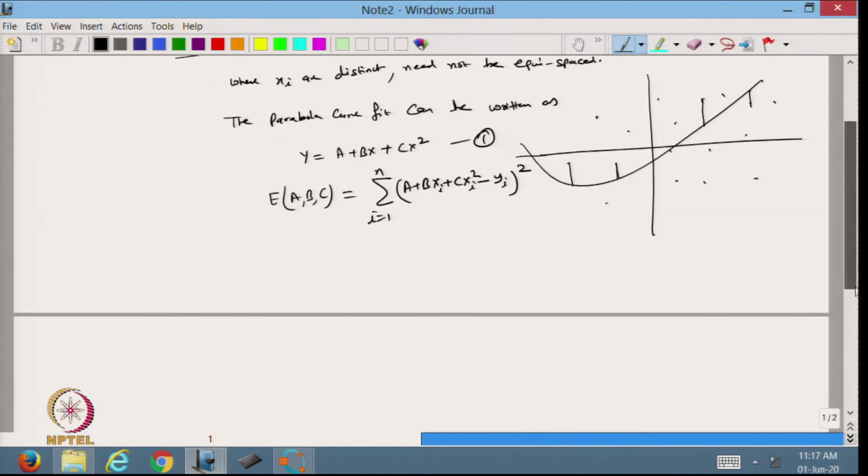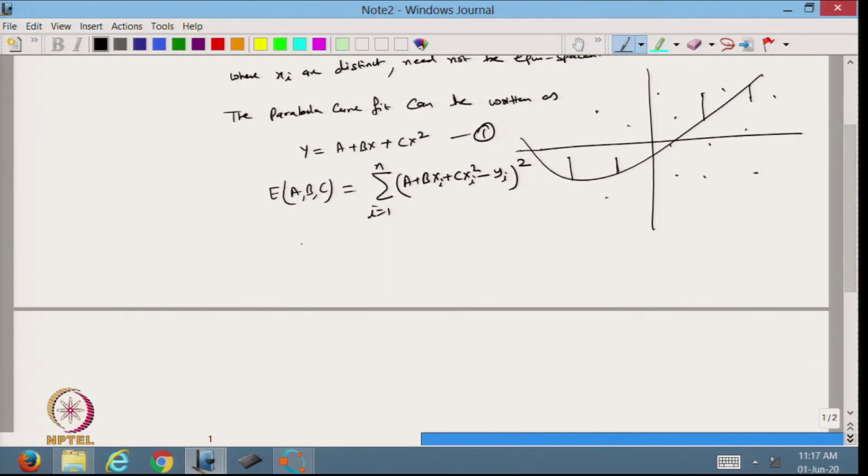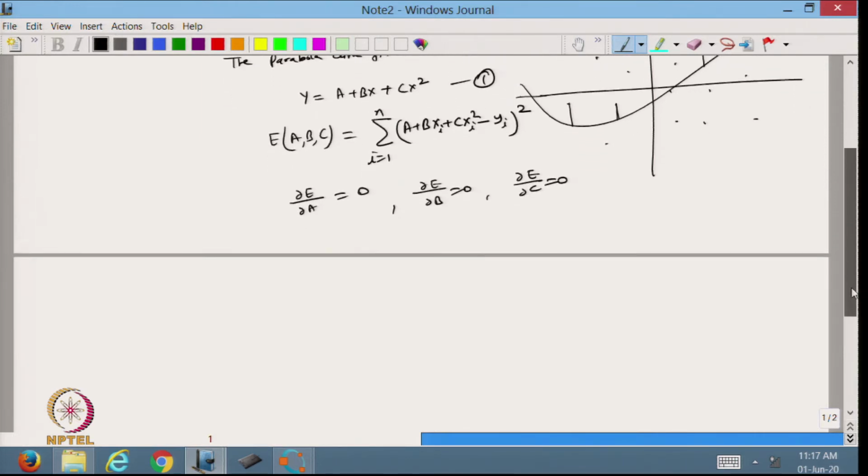Then I want to find the minimum error. So I will set del E by del A equal to 0, del E by del B equal to 0, and del E by del C equal to 0. From here I get 3 equations. Based on these 3 equations I can find the values of A, B, C, and then I can find the given parabola.